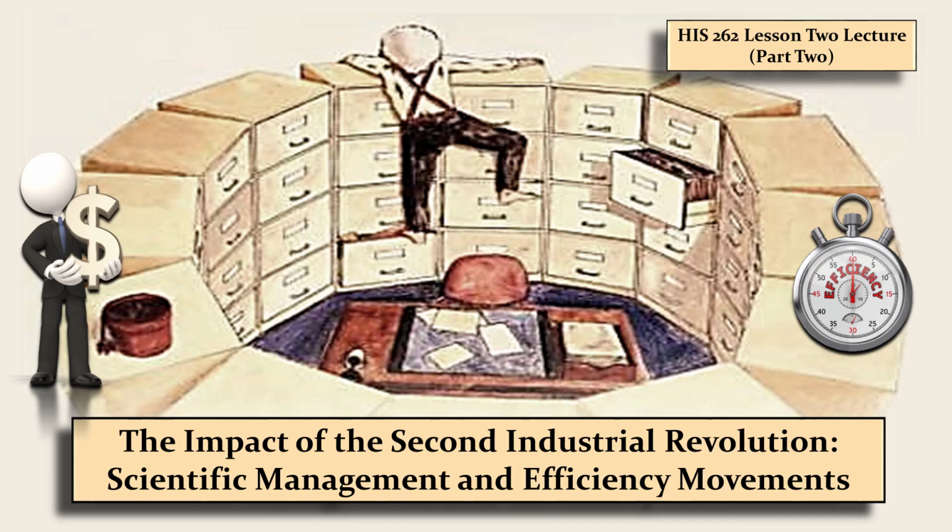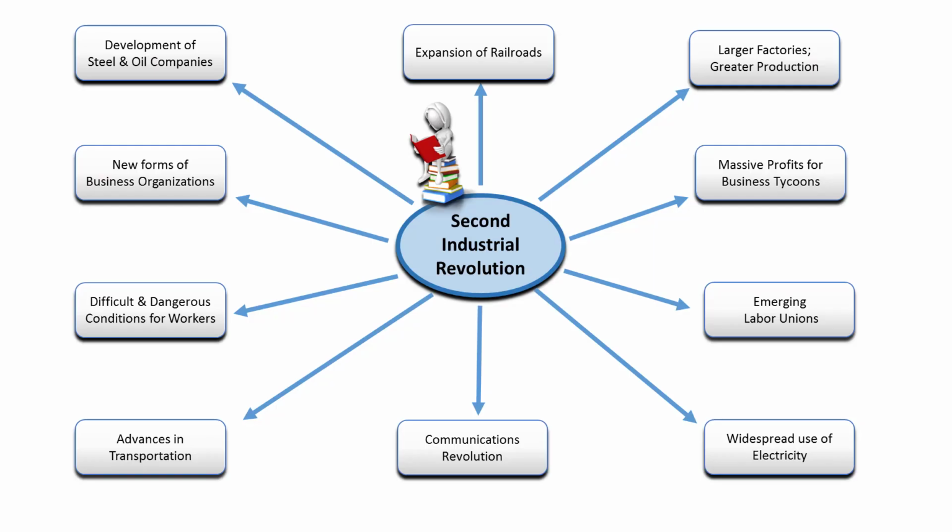Part 2, Lesson 2. We're going to talk specifically in this lesson about the impact of the Industrial Revolution, this second Industrial Revolution, on the United States, specifically these various movements like the efficiency movement and scientific management. The second Industrial Revolution is a little bit different from the first, largely because we're going to see two new industrial powers emerge, one being Japan, the second, the United States.